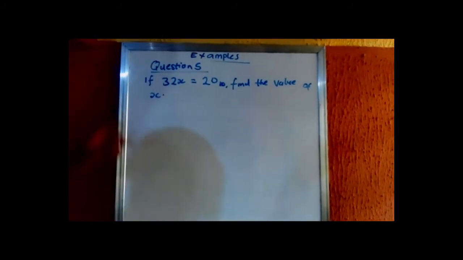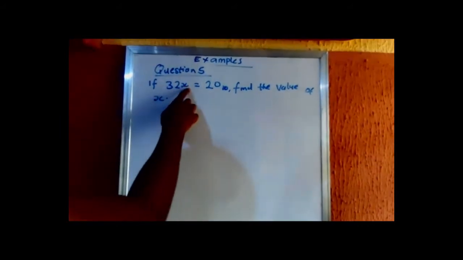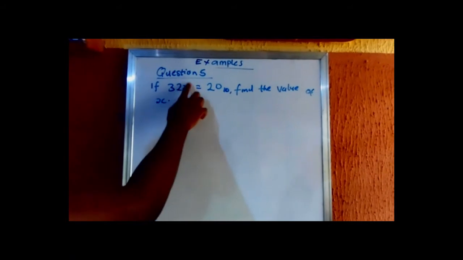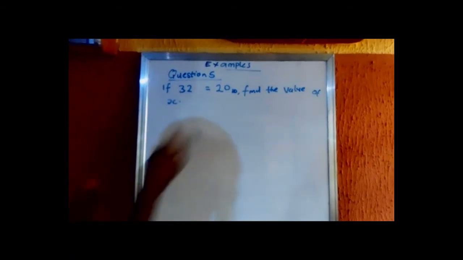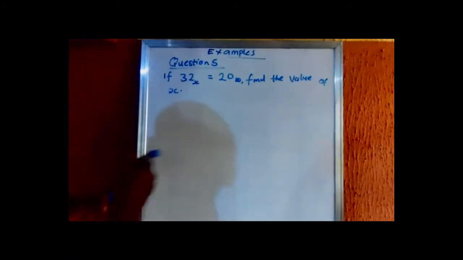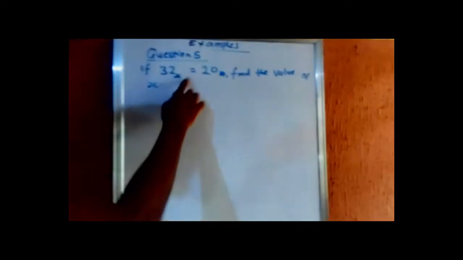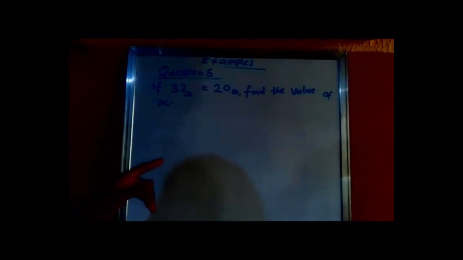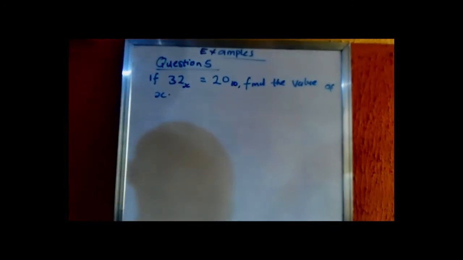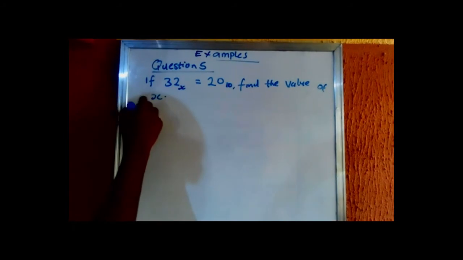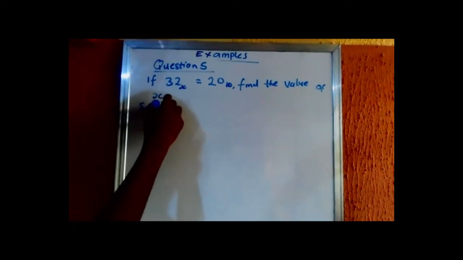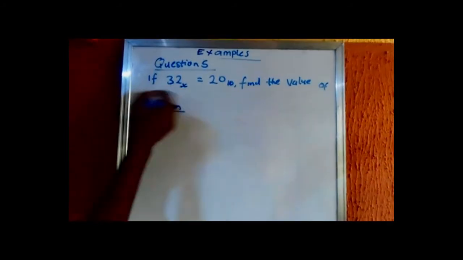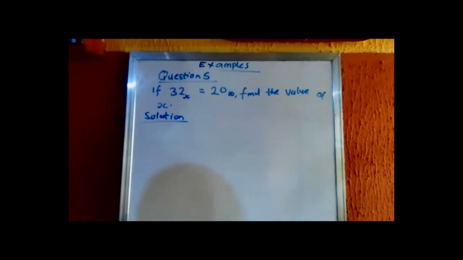Question 5. If 32 base x equals 20 base 10, find the value of x. Which means we are looking for the base of 32, and this 32 is in base x. Let's change it to standard base, which is base 10.